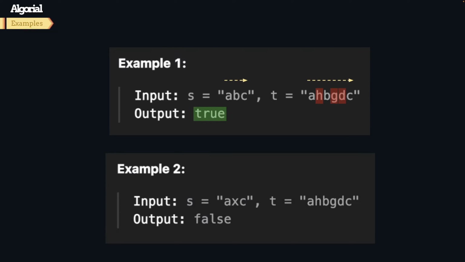Second example, if we do the same process again and remove non-matching characters, we will end up covering only A and C characters and not X. So we will return false for it. Let's see how we are going to solve this problem.